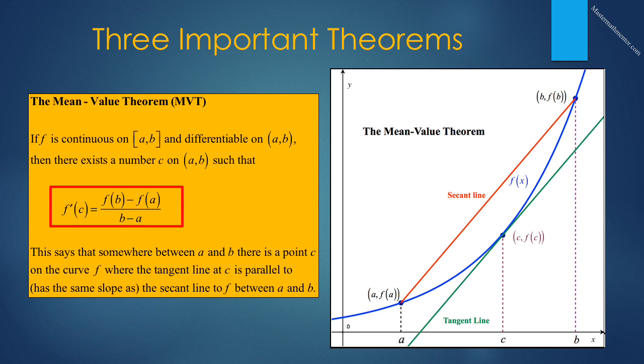What the mean value theorem says is this. There must be some value c between a and b, such that the tangent line to the curve f at the point (c, f of c) is parallel to the secant line between (a, f of a) and (b, f of b). That means that the two lines, the red line and the green line, have the same slopes, or f prime of c is equal to f of b minus f of a over b minus a.